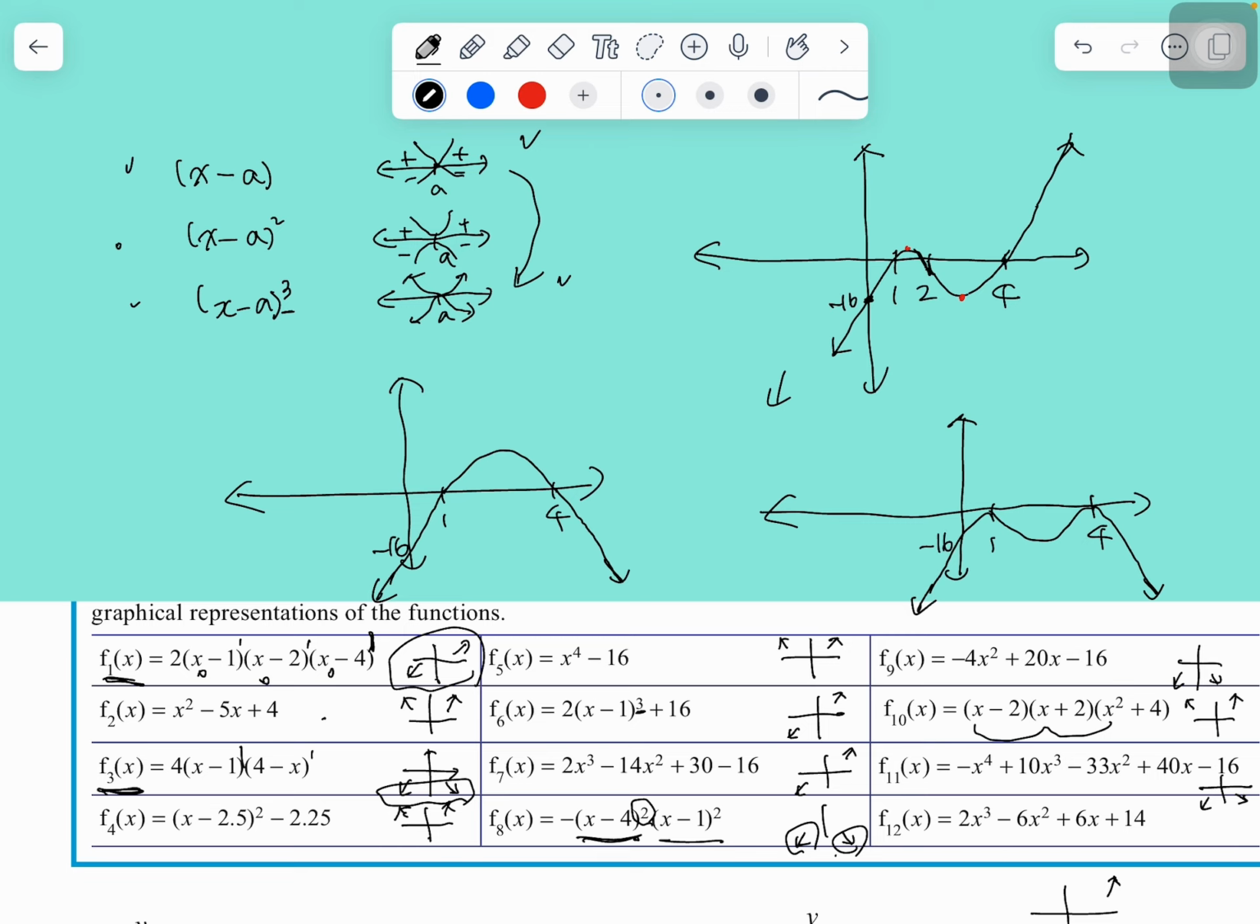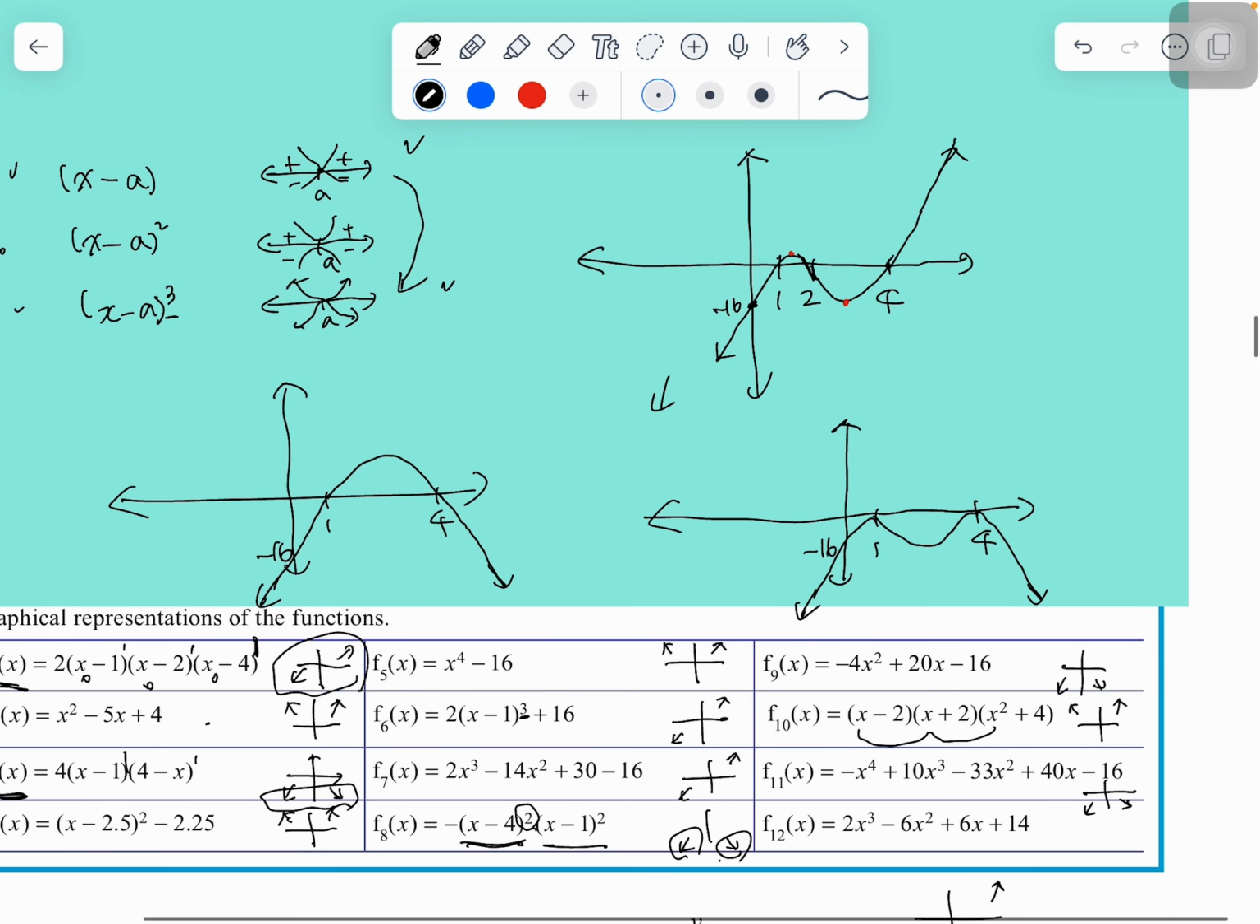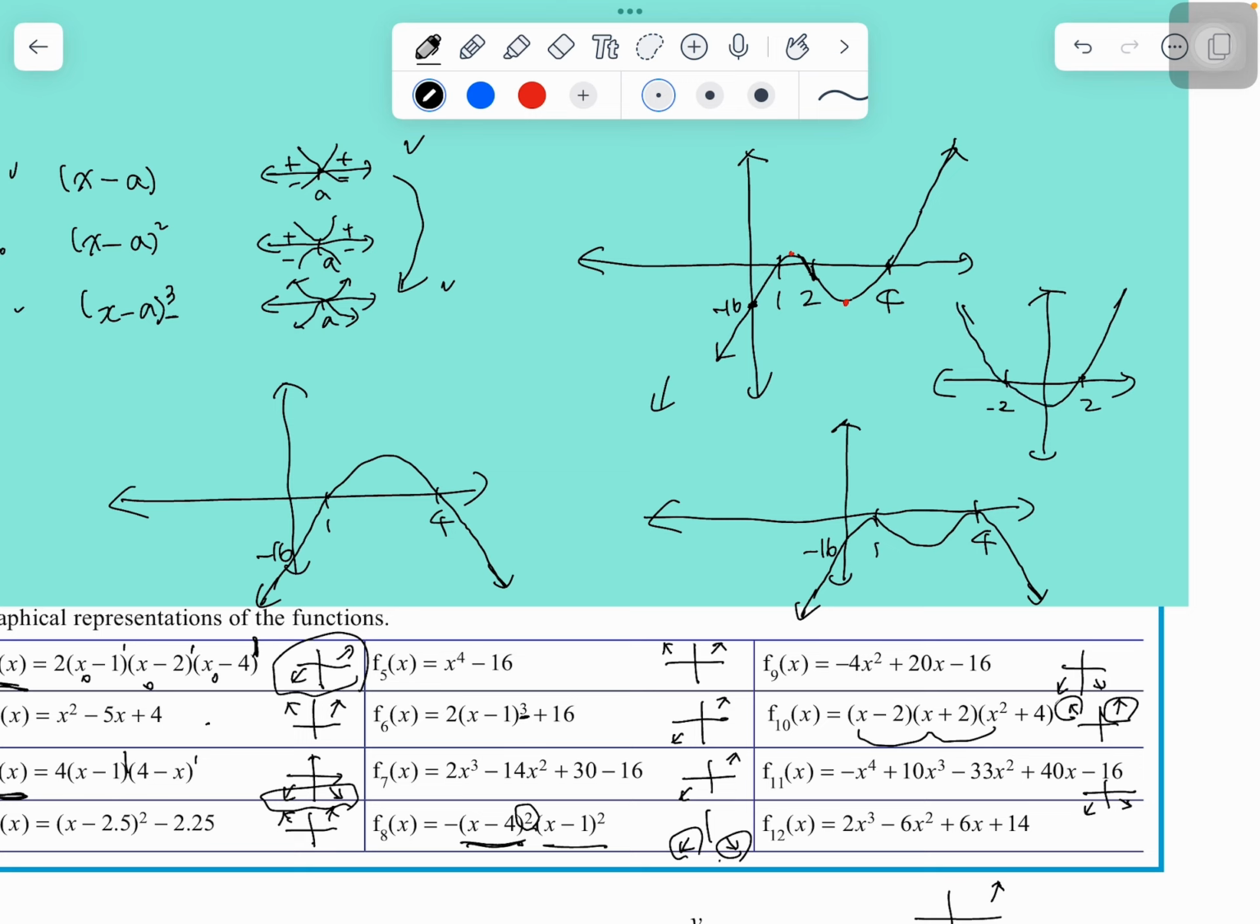And f of 10, 2, negative 2. We know only 2 and negative 2. We don't know anything else because x squared plus 4 doesn't have any solution. Negative 2 and 2. And we know the end behavior already here and here. Let's go to 2. It's only 1. Let's go to negative 2 and it's only 1. So crossover like this.